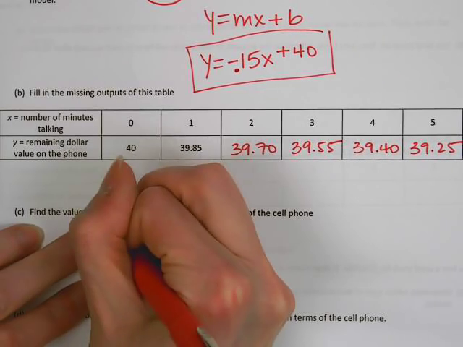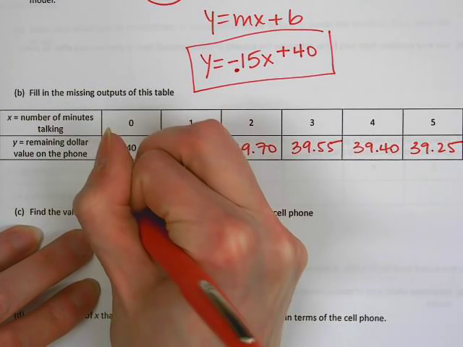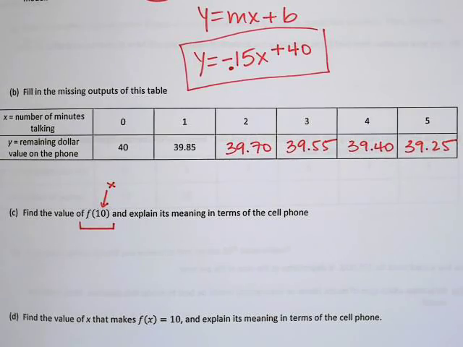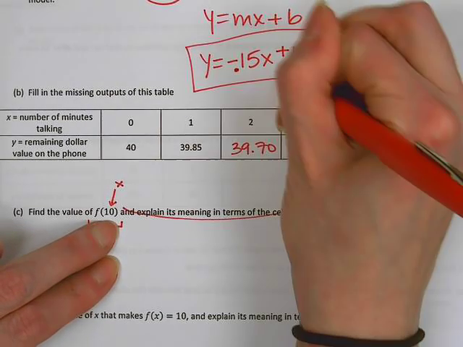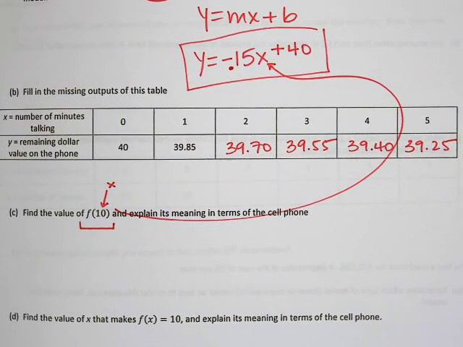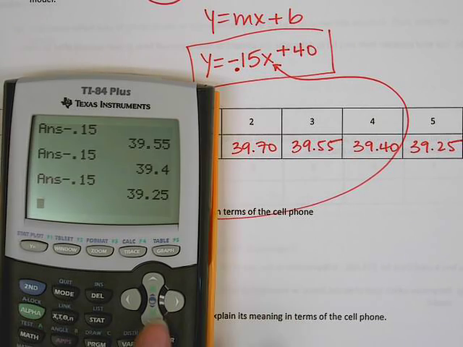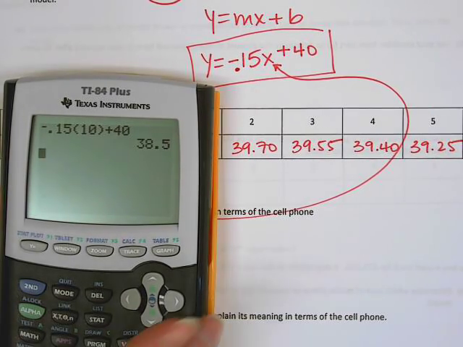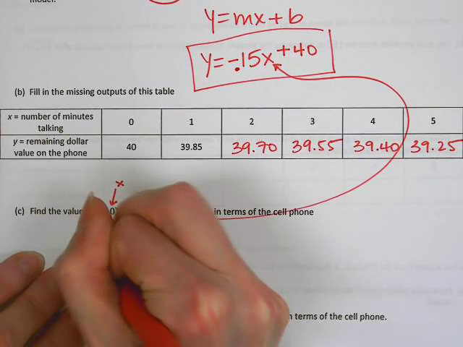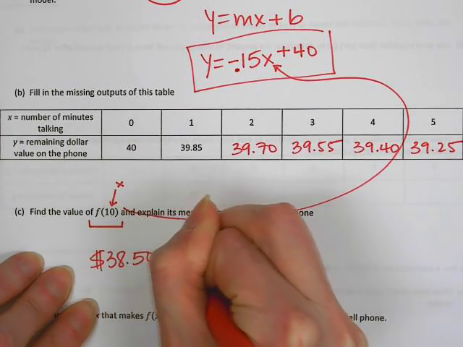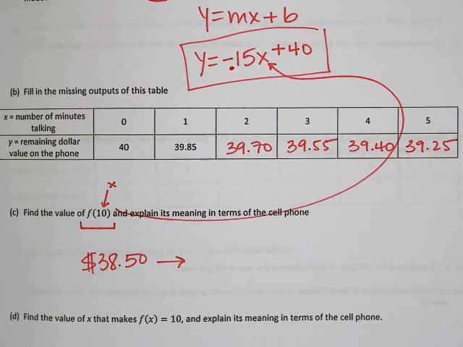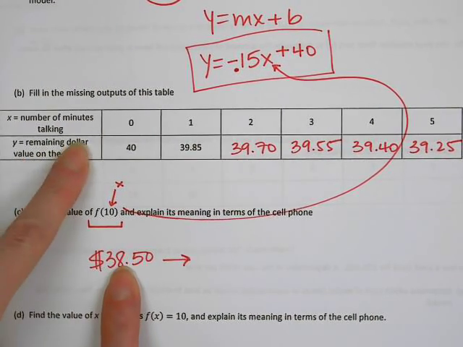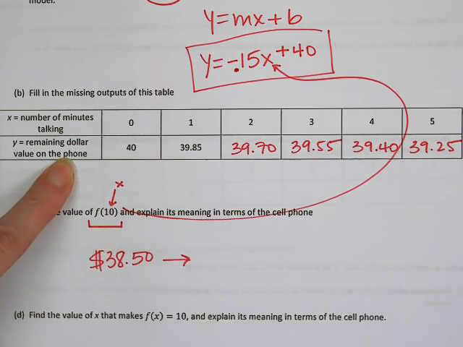Okay, so f of 10, if you guys remember function notation, it means you plug in 10 for x. So let's take 10 and let's plug it in for x. All right, so on the calculator here, it's negative 0.15 times 10 plus 40. And you get $38.50. Now the question's saying, what does that mean? What does that number represent? Well, that's the cost or the remaining dollar value on the phone after talking for 10 minutes.